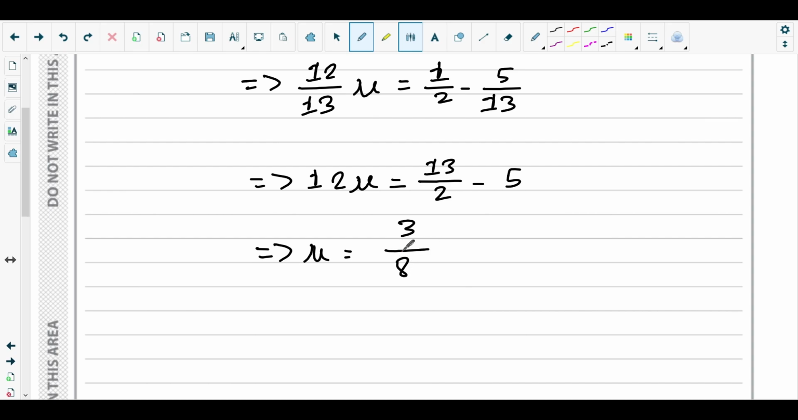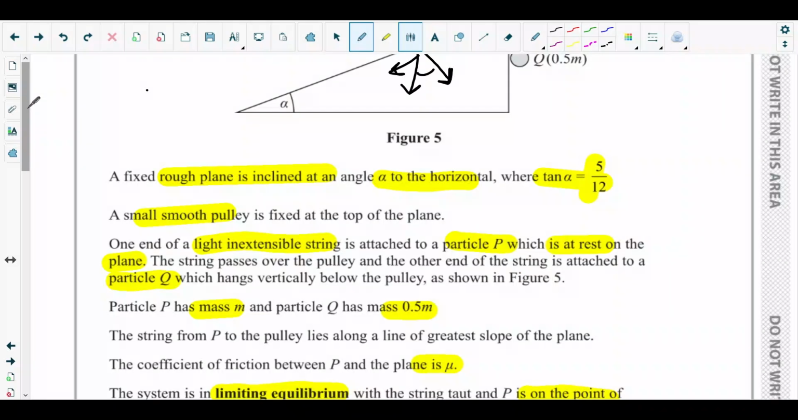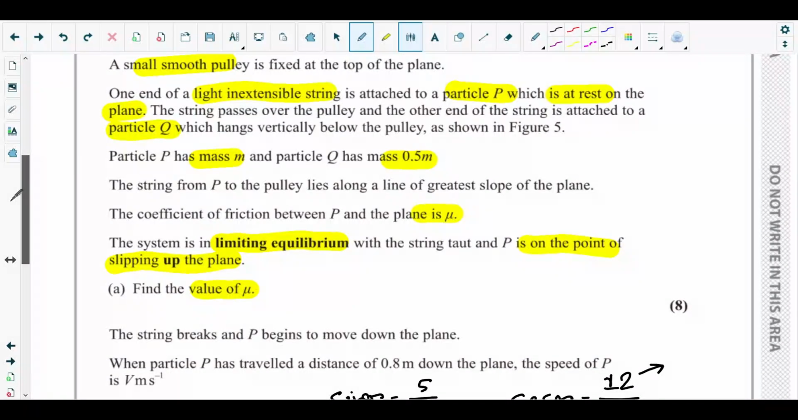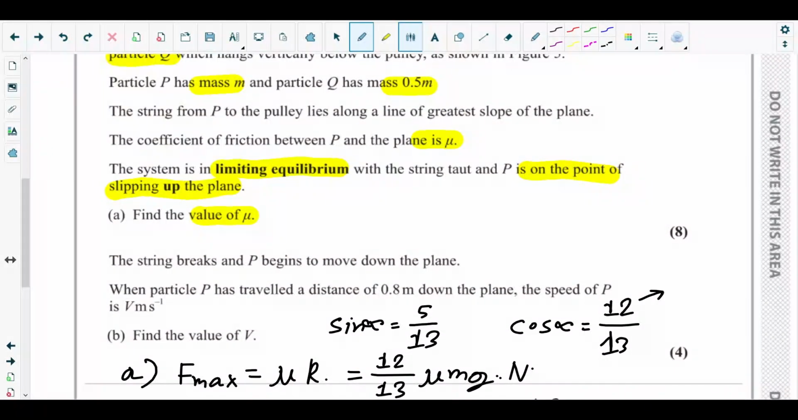If I'm not wrong, 6.5 minus 5 over 12, this is, sorry, 1 over 8. Yeah, it is 1 over 8. That's the value for mu, and that's the answer that they have asked for in part A of question number 8. Done. Okay, next is part B.